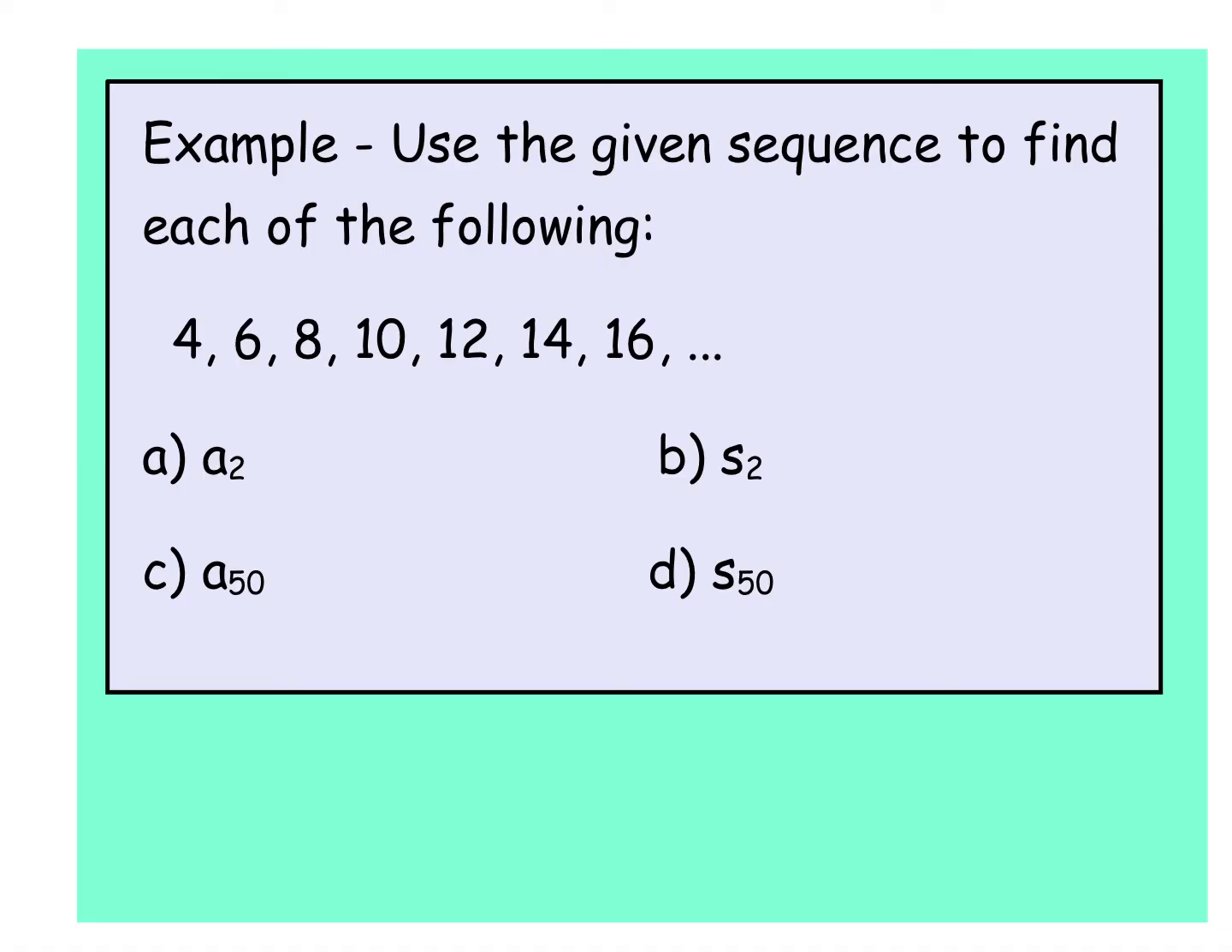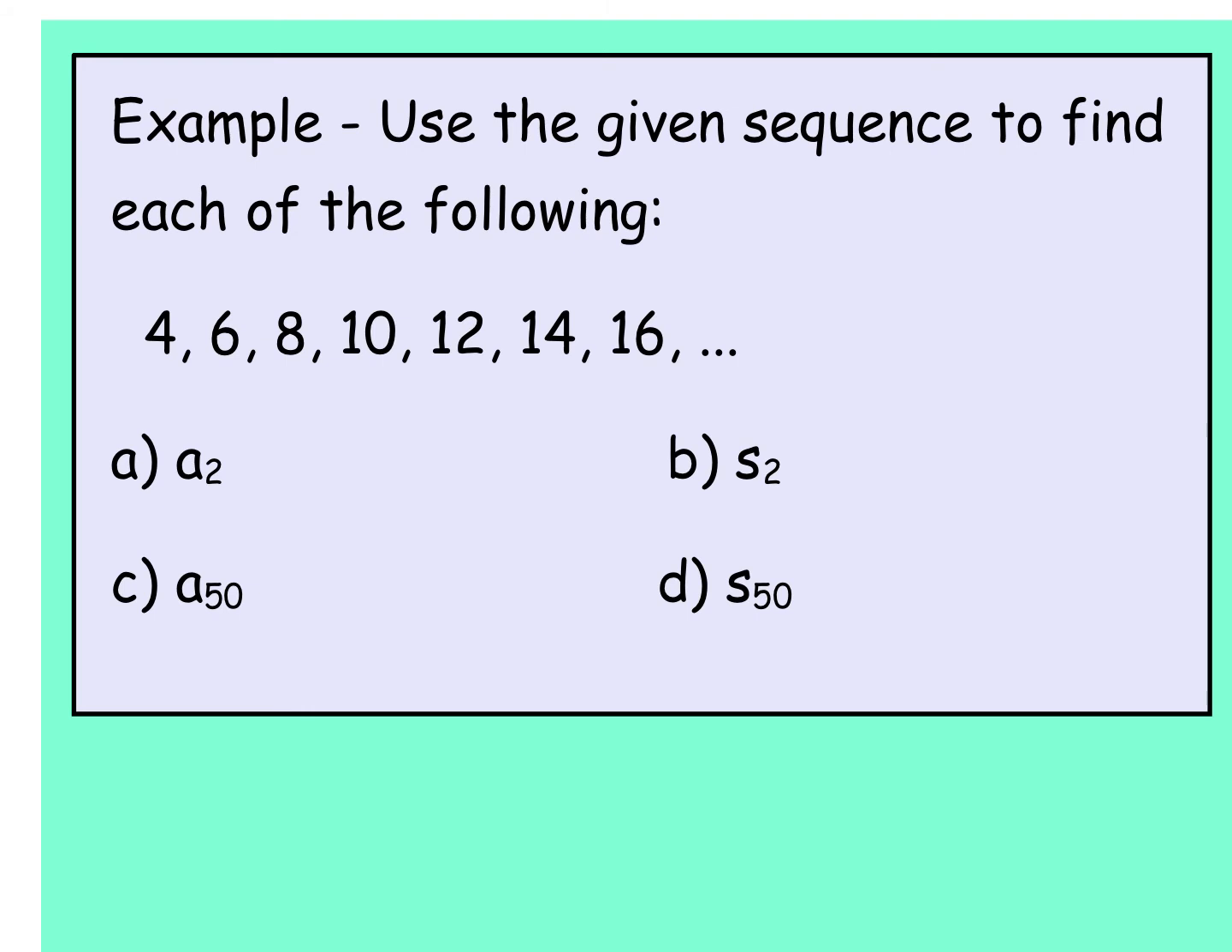Okay, let's set up another example. Here's another sequence, and let's find some old things and some new things: a sub 2, s sub 2, a sub 50, and s sub 50. So let's think about this. a sub 2, right? That's just saying find the second term. A sub 2 is just 6. It's just the second term.